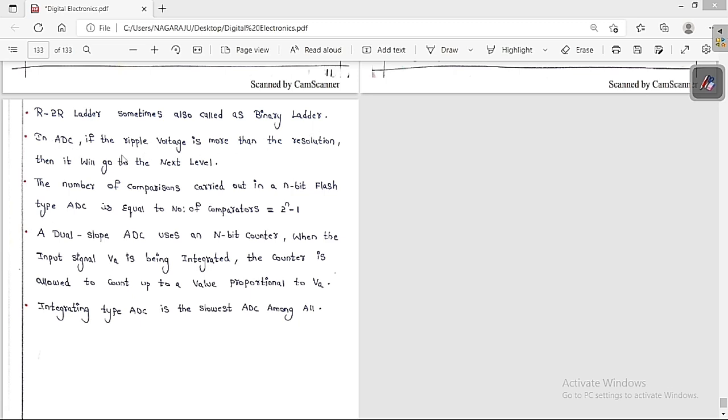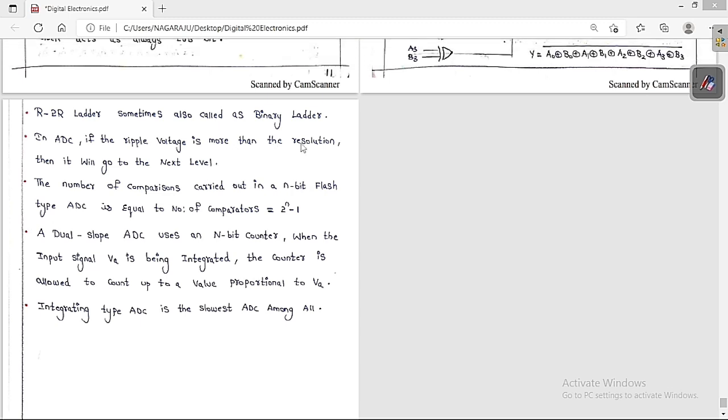In ADC, if the ripple voltage is more than the resolution, then it will go to the next level. I have already told you this, and this is also correct.